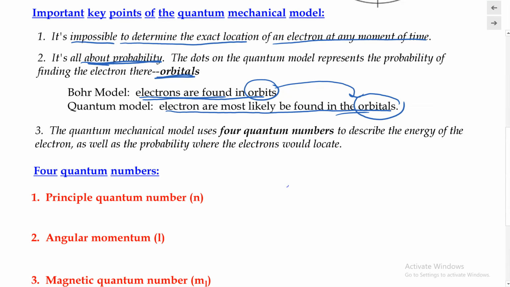And the third statement from the quantum mechanical model: it uses 4 quantum numbers to describe the energy of the electron, as well as the probability of where those electrons would be located. So there are 4 quantum numbers, and they are as follows.